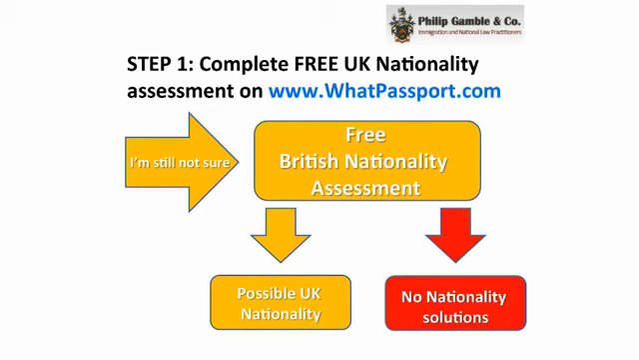If you still find yourself in this position, Philip and I have come up with 3 easy steps for you to find out whether you have your claim or not. The first is to go onto the whatpassport.com website and undertake a free British nationality assessment. This should take no longer than 2 or 3 minutes to complete, and Philip asks about 20 questions about you, your parents and your grandparents, where they were born and when they were born, and you'll get one of 2 answers once you complete this assessment.